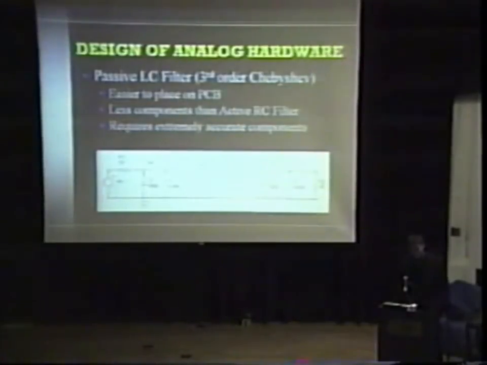In order to filter this system, I decided to go with a passive filter, a third order Chebyshev filter in particular. A passive filter is easier to place on a breadboard. It requires fewer components than an active RC filter would. It's easier to lay out. However, it requires very accurate components. Otherwise, your bandpass filter doesn't look like a bandpass filter.